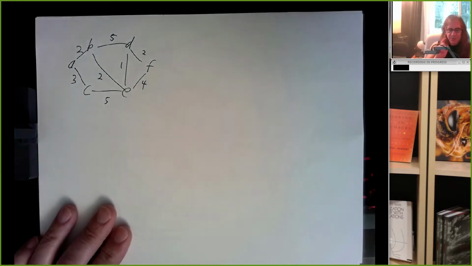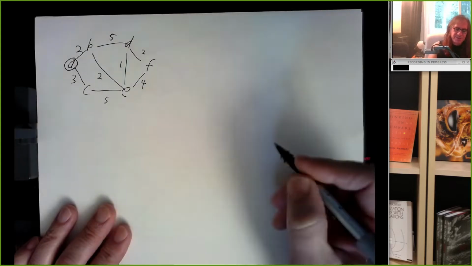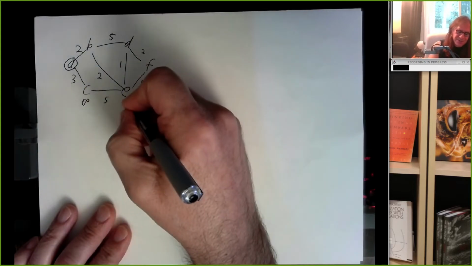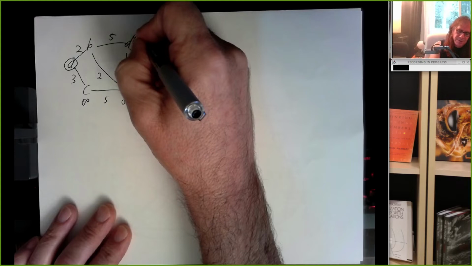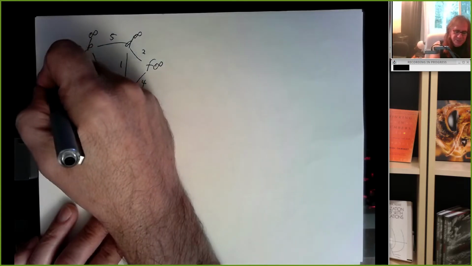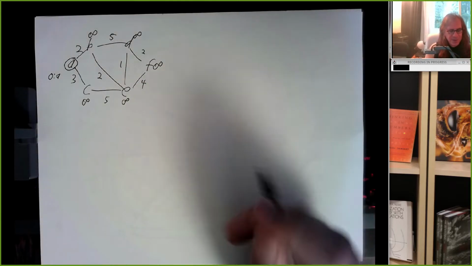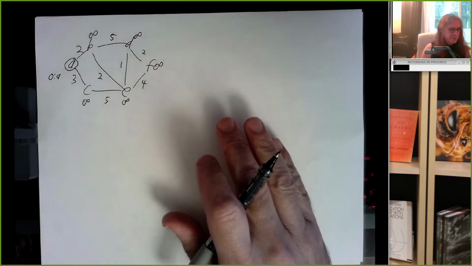So the first thing we're going to do is visit the node that we're starting from, which is A. I'm going to write in tentative distances everywhere. So the initial tentative distance is infinity. The distance here will be 0, and the path to get there is just A. So that's our starting configuration.